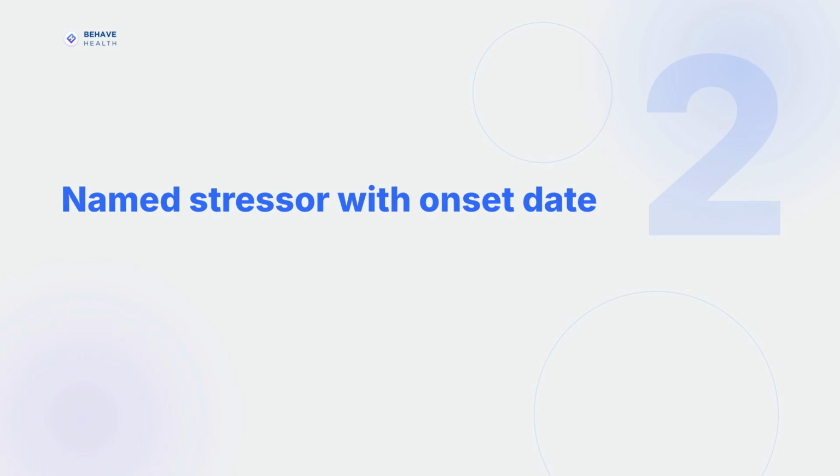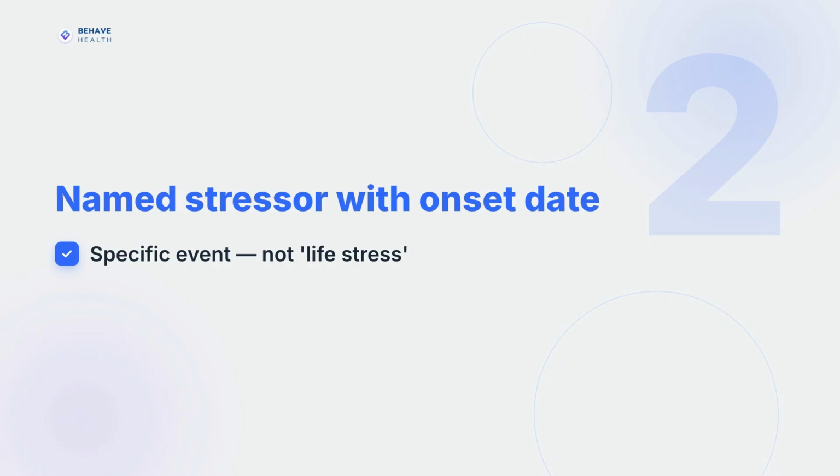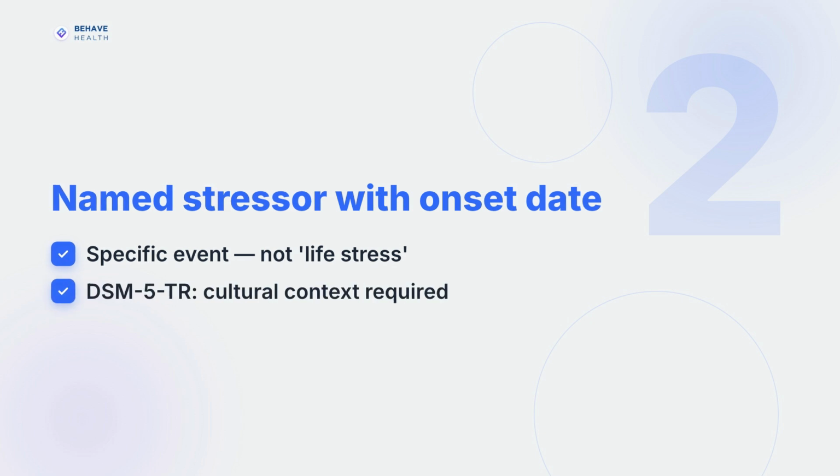Step 2. Name the stressor and date it. This single documentation element is the most common failure driving F43.2X denials. Document the specific stressor with a date, not a vague reference to life stress or bereavement. Document stressor severity within the client's cultural context when cultural factors shape the clinical presentation.